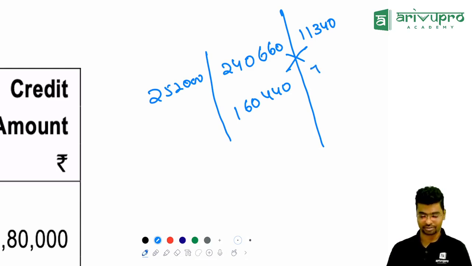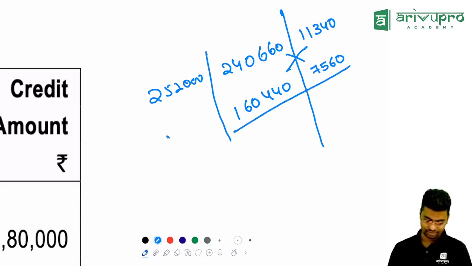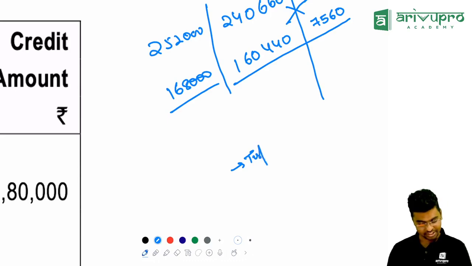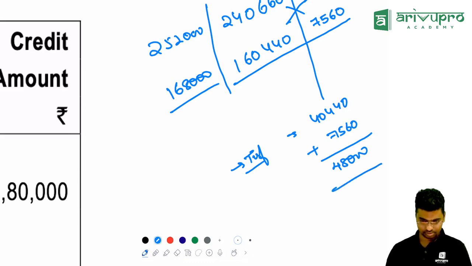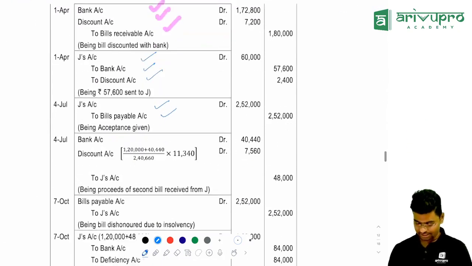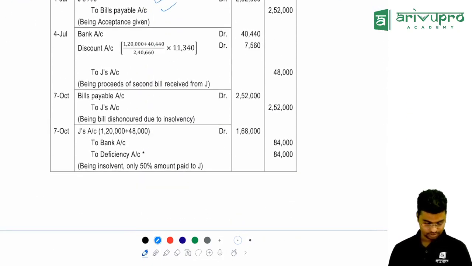7. Correct? So what is the total amount? 1 lakh. But what is the actual amount you transfer? 4,440 plus 40. What's the journal entry for this? Bank account, bank account, discount account to J.